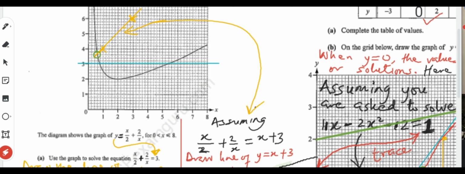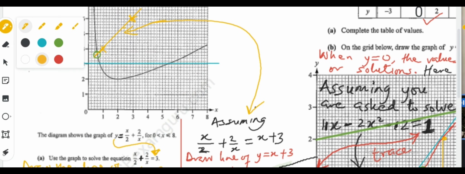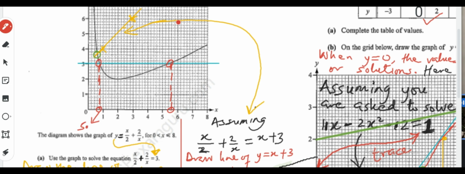5.6 and 0.8. Okay, you trace down. We trace down to here, where it calls the graph. It calls the graph here, and calls the graph here. So we trace down, and trace down to this one too. So you're right. The answers are here and here. And I think here is 5.6. No, 0.8.